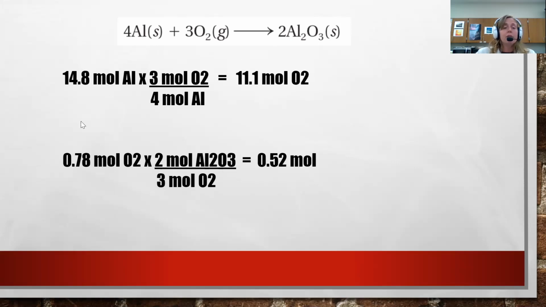O2. And in the second problem, I'm going to start out with 0.78 moles of oxygen, and I'm looking for aluminum oxide in part B. So I'm going to make that my X, and I have 2 moles of aluminum oxide over 3 moles of oxygen. So I'm going to take 0.78 times 2 over 3 to get 0.052 moles. So these are how you do the mole ratio problems.